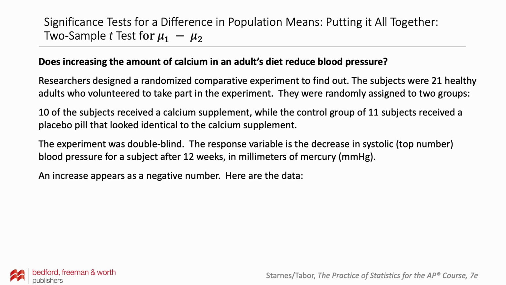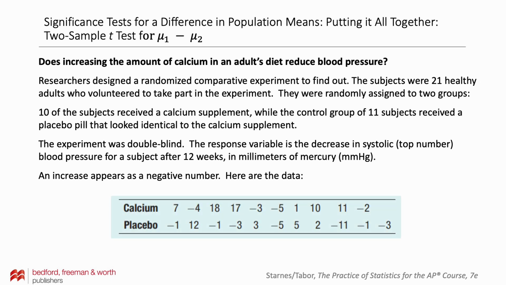An increase appears as a negative number here, and this is the data. Now notice, this is an experiment, and also notice that a negative number shows an increase. So the first person right here that got a 7 actually decreased by 7. I know. Why would they put it like this, right? But we need to work with what they give us.